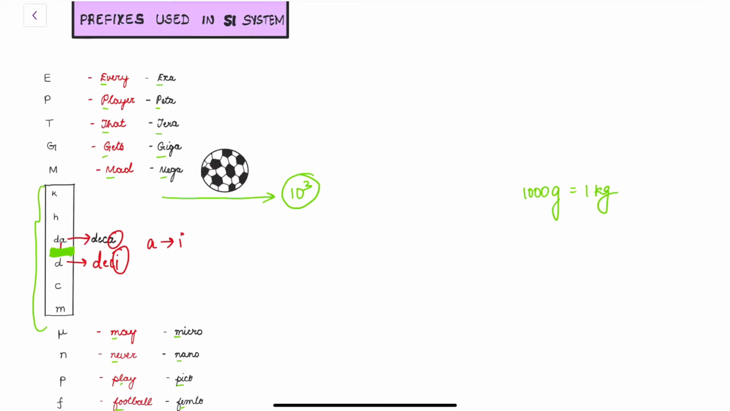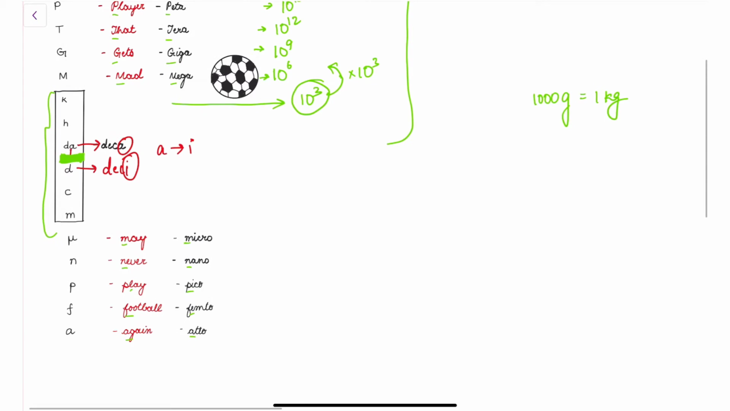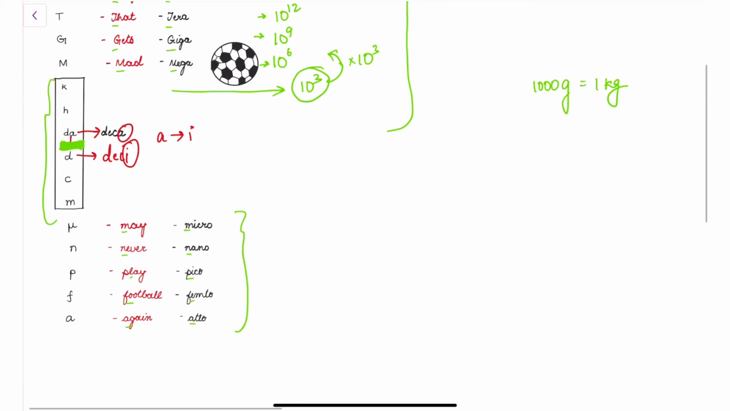Now what you should do is go on multiplying with 10 power 3, that is 1000. For mega, the multiple would be 10 power 6. For giga, 10 power 9. Just the 3 table. For tera, 10 power 12. Peta, 10 power 15. Exa, 10 power 18. These are for the first bunch of prefixes. Now coming to the smaller measurements: micro, nano, pico, femto.